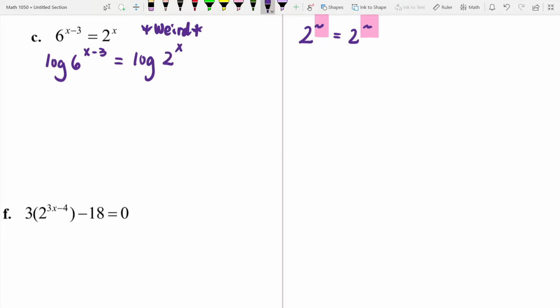Make sure you write this down, okay? Now I want you to freeze. I did not write this. Look right here. I did not write log base 6 of x minus 3 equals log base 2 of x. That is not what I wrote. So the 6 stays on the same level as the log, and the x minus 3 stays as an exponent, okay? Look at what we've got.